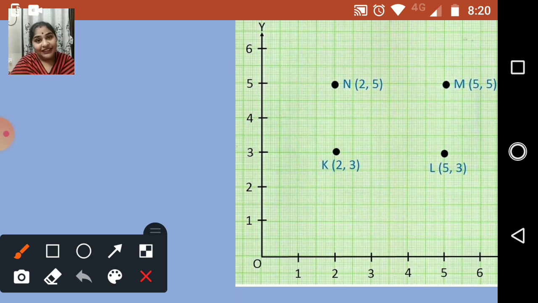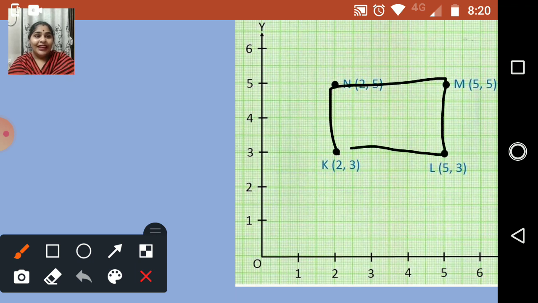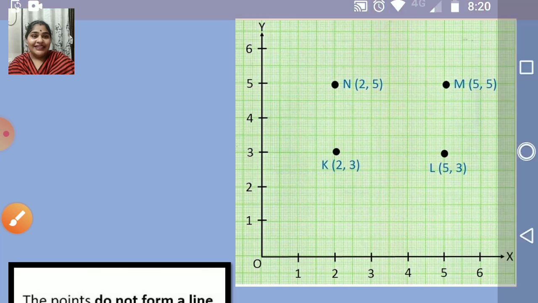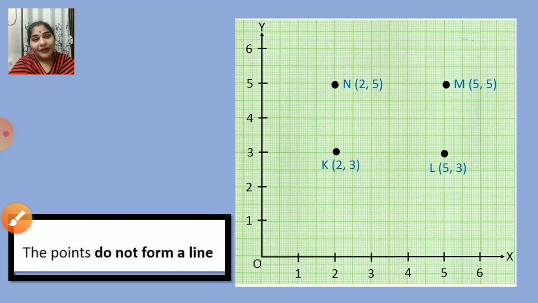Now you have to check whether they are linear or not, whether all points lie on a single line. If I start joining all these points, am I getting all the points on a single line, children? No. A rectangle shape is formed here if I join all the points. So it is not lying on a single line. Hence, you can write the answer: the points do not form a line. This is the reason, children, why it is not a linear graph. It is non-linear. I hope this is clear, children, and everybody has done this.